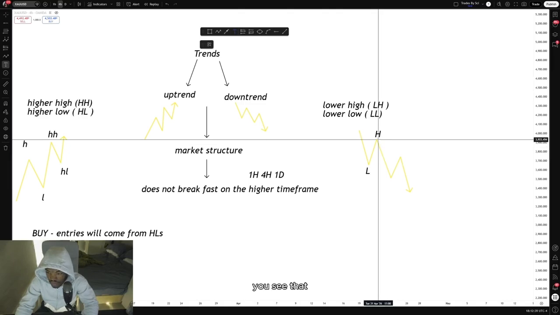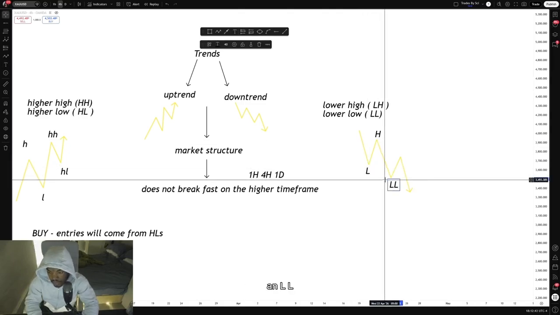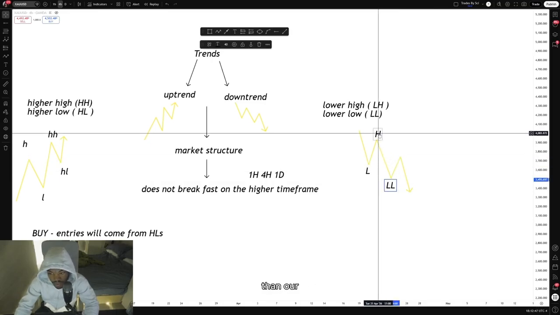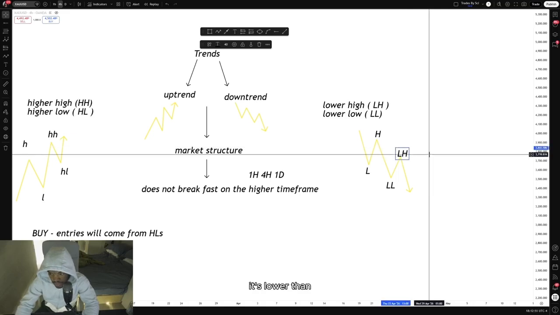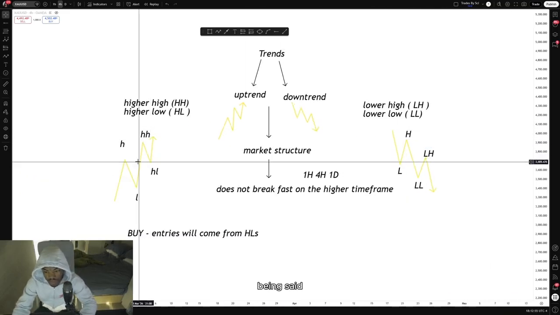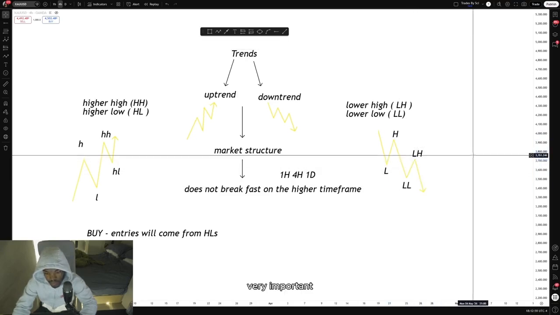Now, you see that this yellow line breaks the L. So this makes this an LL. And then price pulls up, but it doesn't come higher than our previous H. So then we put LH because it's lower than the previous H. Now, with all this being said, this is what you need to know. This is all going to be very, very important.